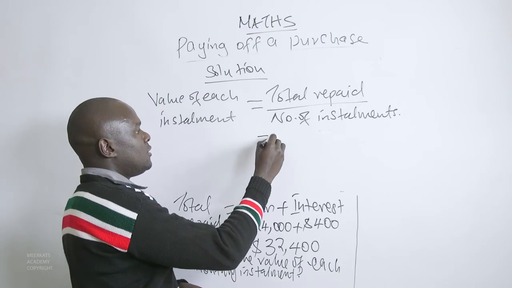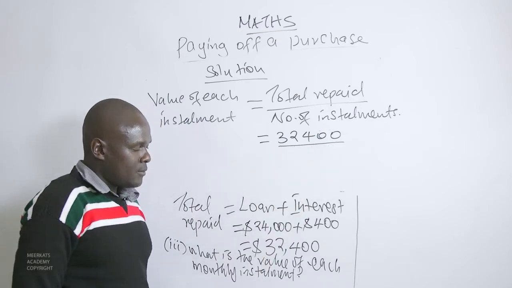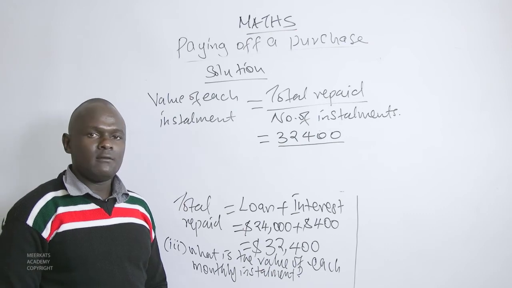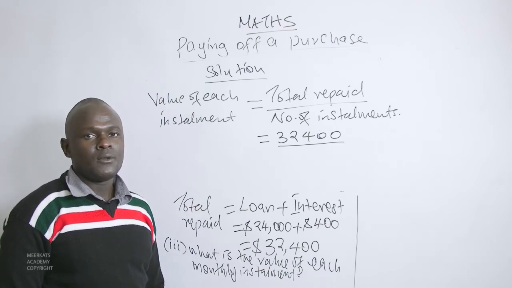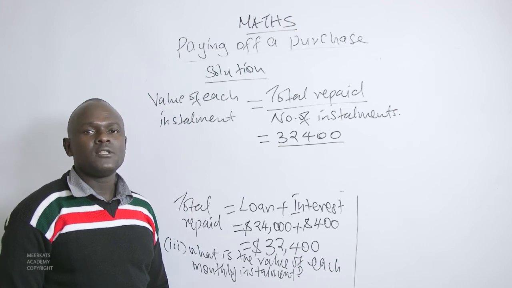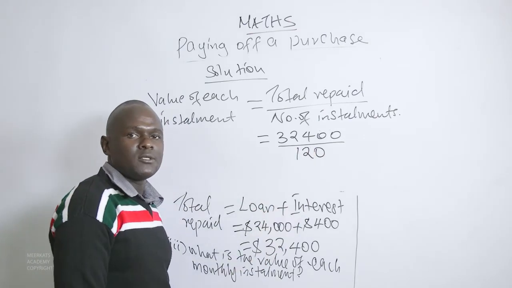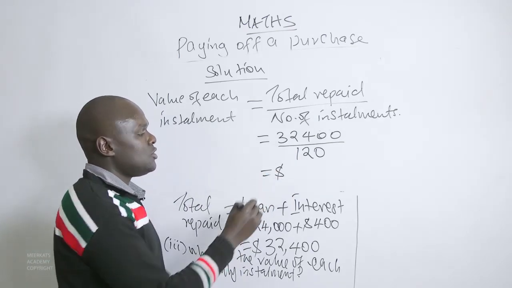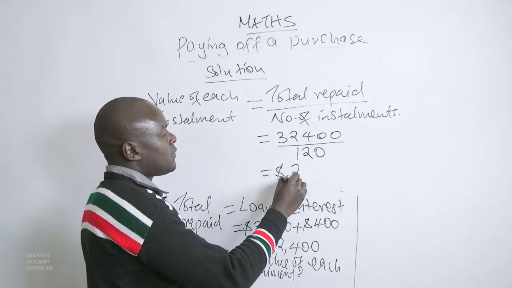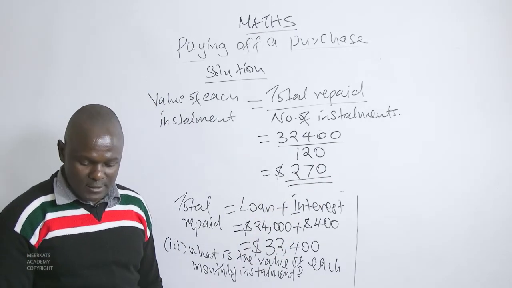Our total repaid is $32,400. Now, how many installments are we going to have? We are told the lifespan of this loan is 10 years. And in a single year, we have 12 installments. So in 10 years, it means we are going to have 10 times 12 installments, and that will give us 120 installments. In 10 years, she will have to make 120 installments, and each installment will be worth $270.